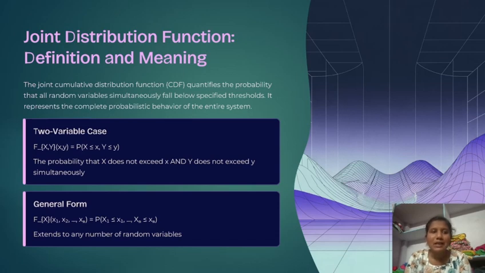In the two variable case, the joint distribution function is represented as F of X,Y of x comma y, is equal to P of capital X less than or equal to small x, capital Y less than or equal to small y. The probability that X does not exceed small x and Y does not exceed small y simultaneously. In general form, if n random variables are present, it is represented as F of X of x1, x2, and so on xn, is equal to P of capital X1 less than or equal to small x1, and so on, capital Xn less than or equal to small xn. This extends to any number of random variables.